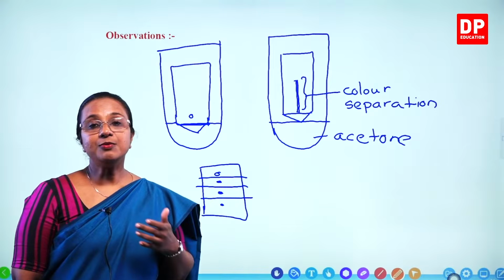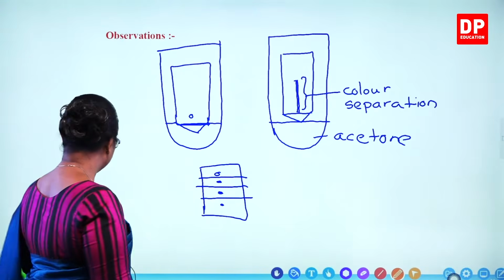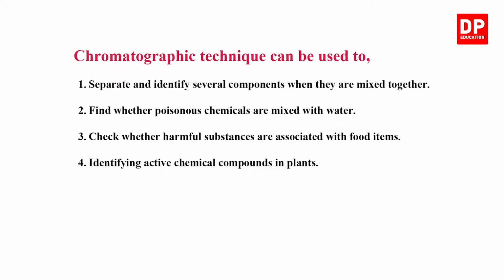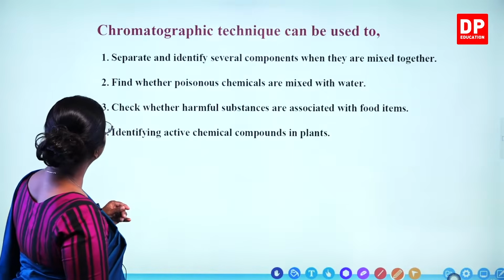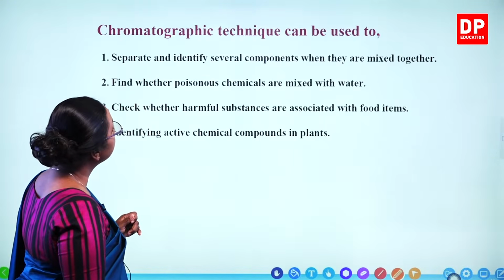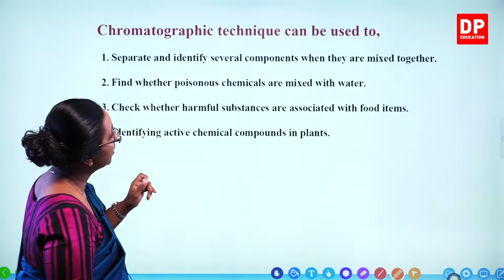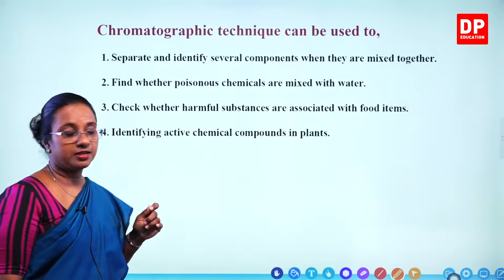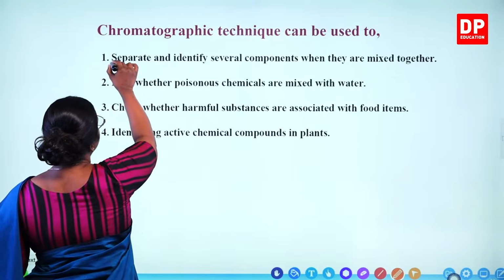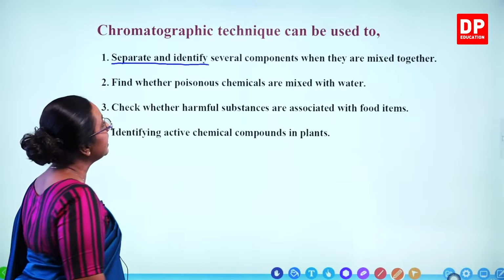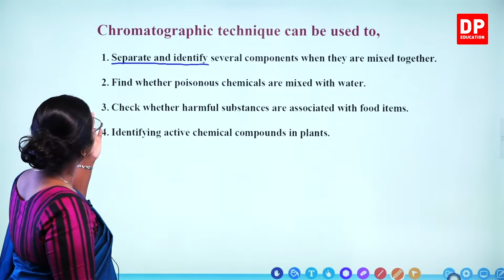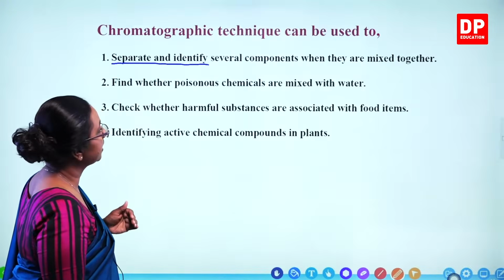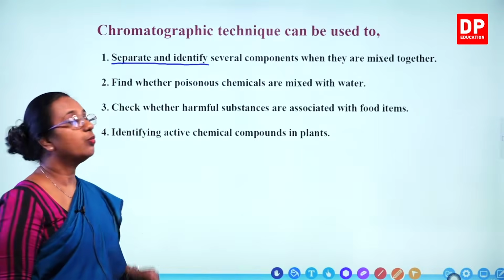Now we will see where we can use this paper chromatography technique or chromatographic technique. Chromatographic technique can be used to separate and identify several components when they are mixed together. So here both purposes, separate and identify components of a mixture. Find whether poisonous chemicals are mixed with water.